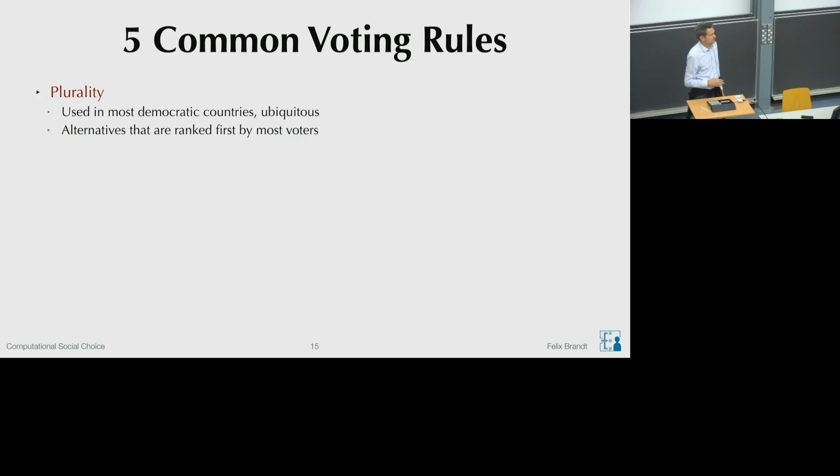First rule, plurality. We have discussed this already, so this is the most ubiquitous in real life. All of you are familiar with it. It's sometimes also called first past the post, or in German it's relative Mehrheit. It's also used for federal elections for the German Bundestag, for the first vote. So in your voting district, it's basically plurality voting that is being used.